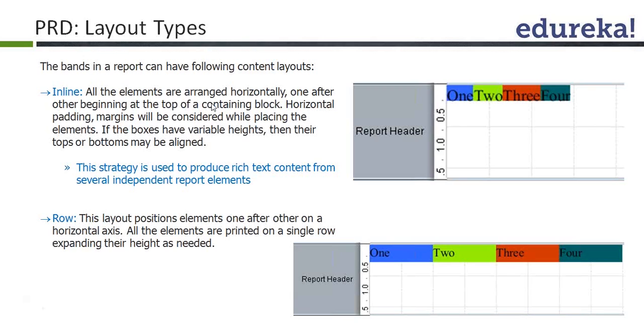Now the third layout is inline layout. As the name suggests, again it is arranging in a sequence, but inline layout doesn't bother about the height of the element. All the elements are arranged horizontally, one after the other, beginning at the top of the containing block. Horizontal padding and margins will be considered. You will have to individually configure those margins and paddings for that element, but those will be honored. In a few layouts they are not honored while placing the elements. If the boxes have variable heights, then their tops or bottoms may be aligned.